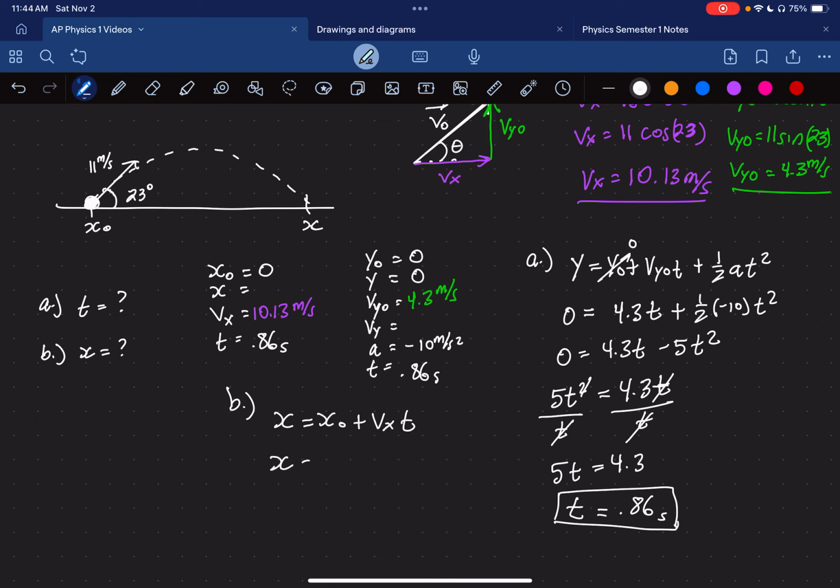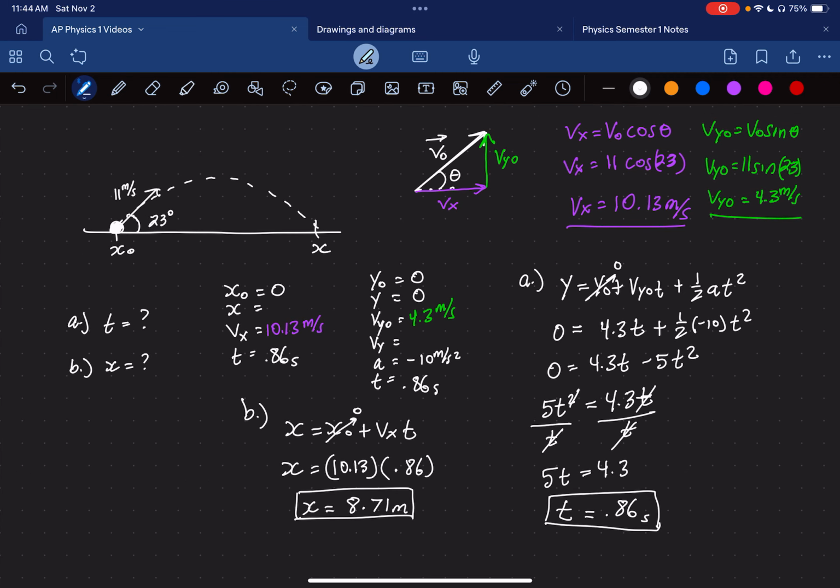And we're trying to solve for x. Vx is 10.13 times 0.86. Something like 8.7 meters, 8.71 meters. Cool.